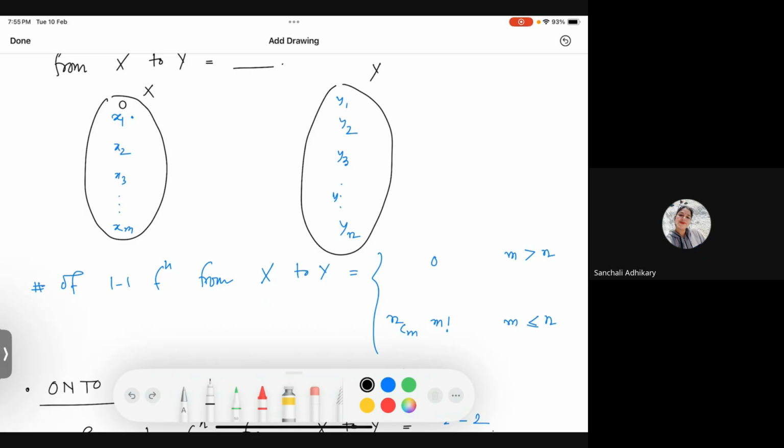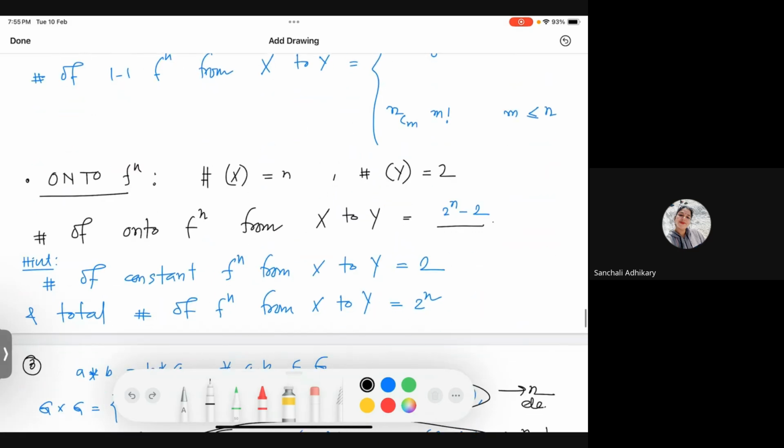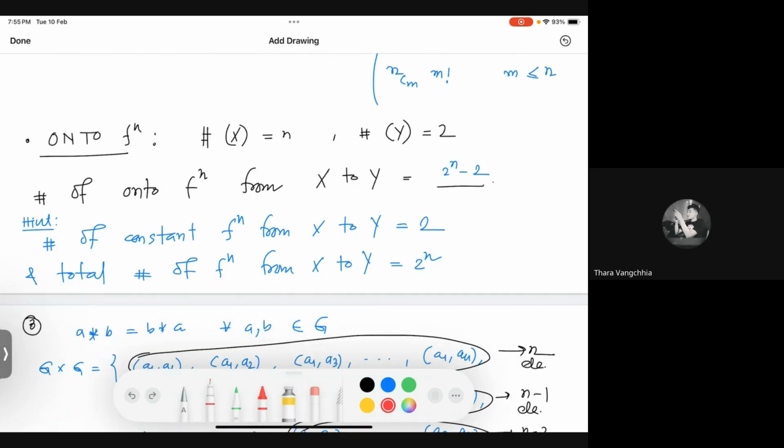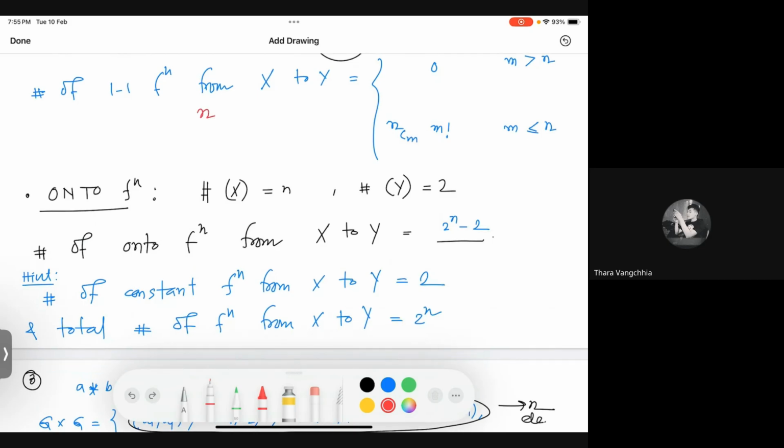Is it clear? Okay. Is that not the same as the permutation NPM? NCM means N factorial over N minus M factorial, into M factorial, so it means NPM. You're right.